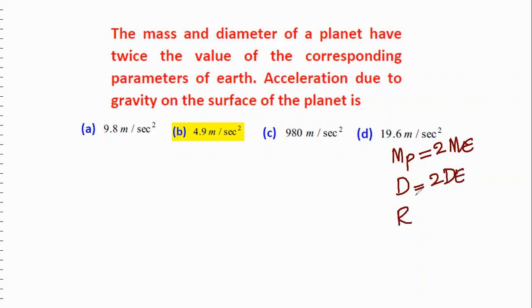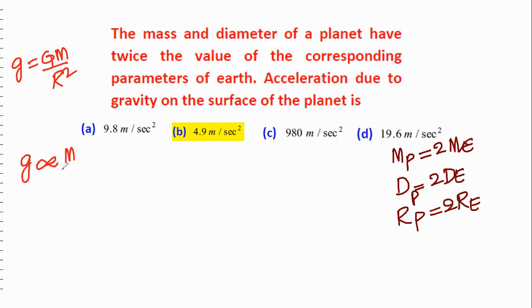It's nothing but the radius of the planet is 2 times the radius of the Earth. Acceleration due to gravity is to be calculated on the surface of the planet. So g is equal to GM divided by R square. From this, g is proportional to M divided by R square.